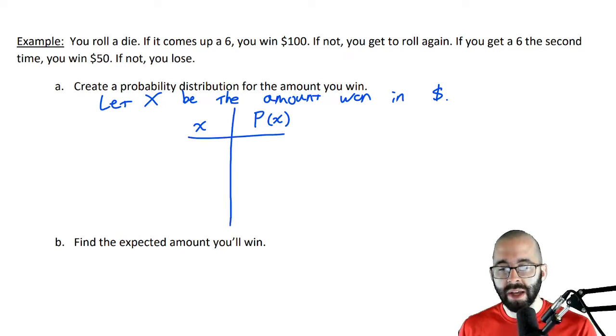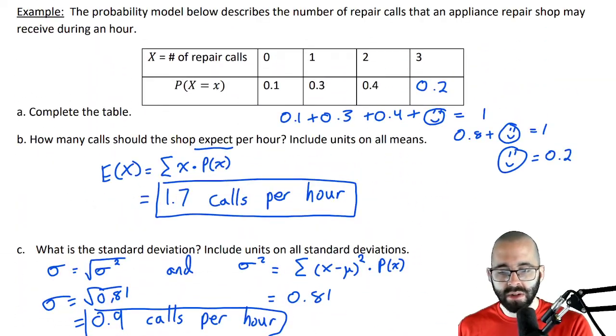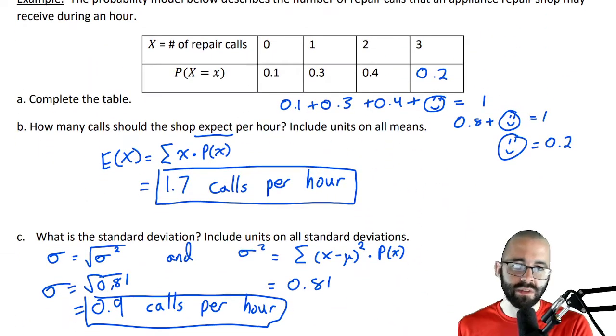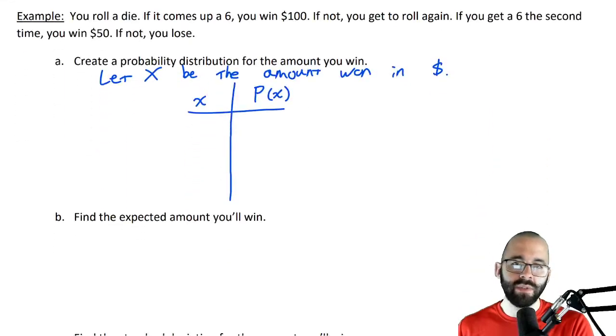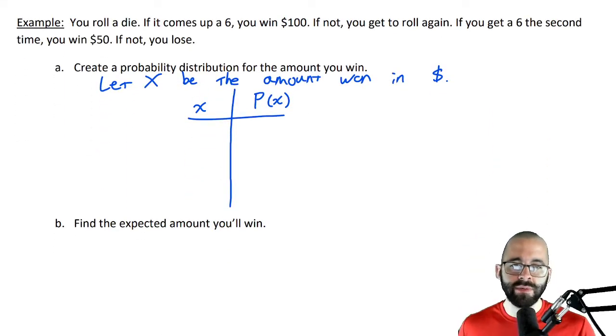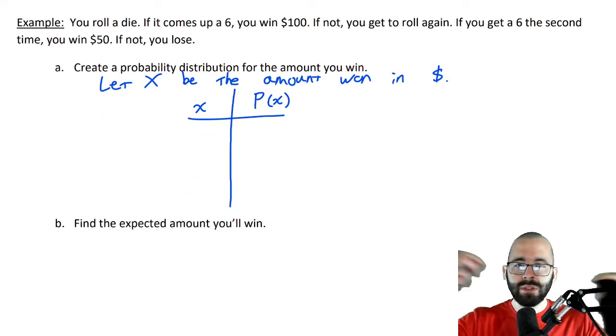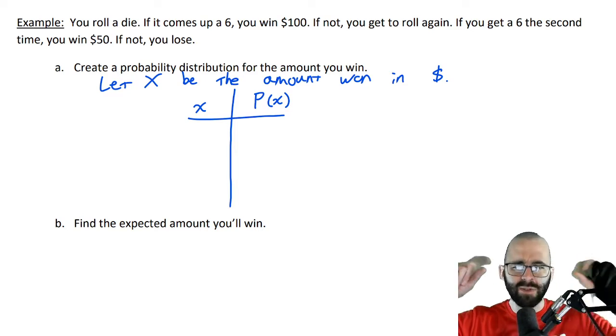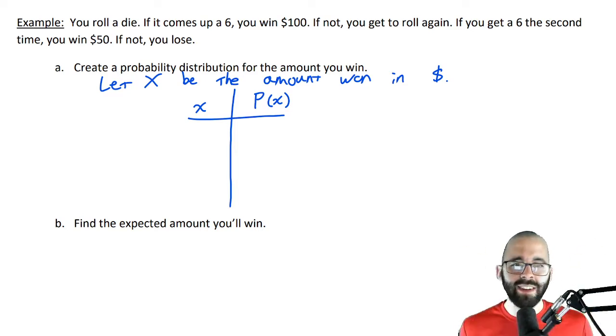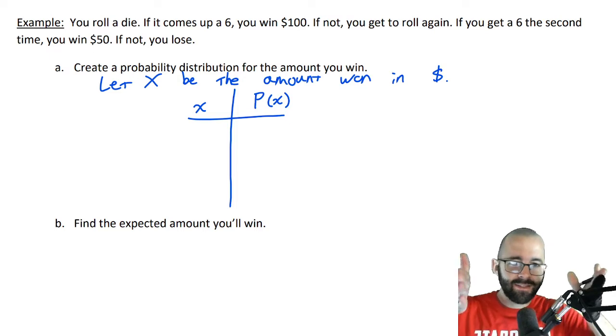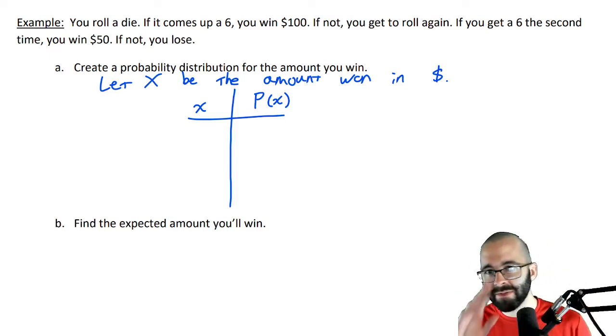So let's make a table. In a lot of the book's examples, they make the table horizontal. You can also make the table vertical. You can rotate your table any way you want, as long as you don't flip it upside down. That'd be weird. But the table can be this way or the other way.